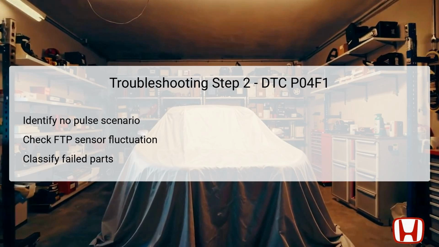The FTP sensor will provide key data. If it fluctuates from negative to atmospheric pressure upon switching the vehicle off, this suggests the possibility of the purge valve being stuck open. Conversely, if there is no fluctuation observed, it indicates an issue leading to purge flow not achieving the necessary levels, warranting a diagnosis for DTC P04F1. At this stage, it's crucial to classify which components are likely responsible so that targeted repairs can be made.